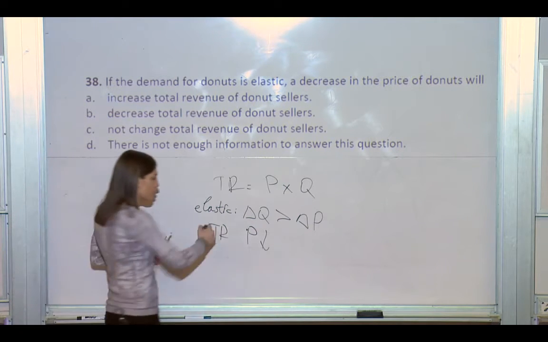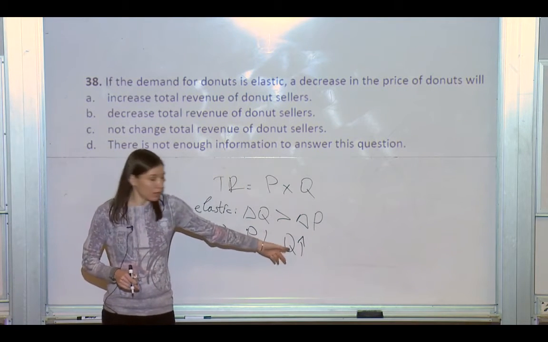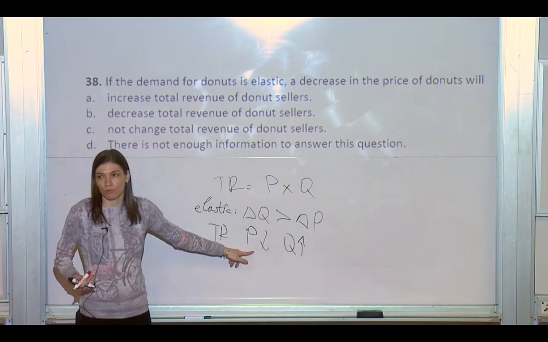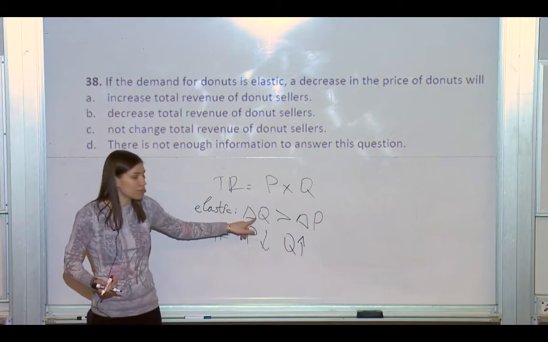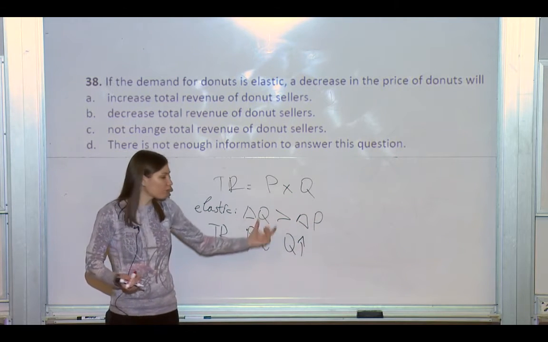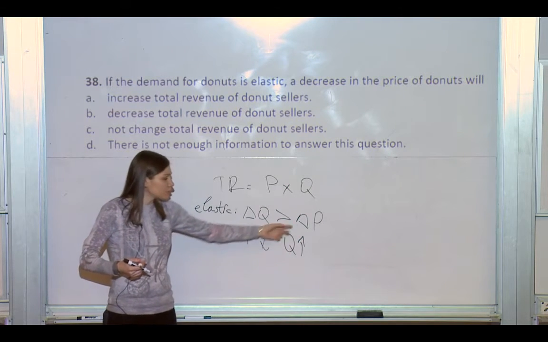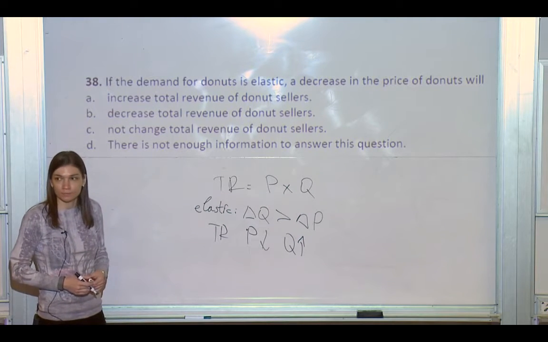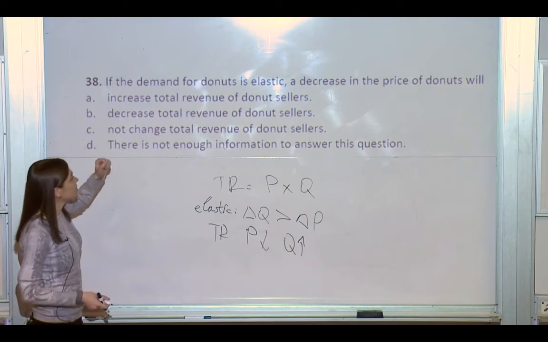Goes up. So price went down and quantity went up. Quantity going up is good for total revenue, but price going down is bad for total revenue. But I know that elastic demand gives me more of the good compared to the bad, right? So the increase in quantity is going to be more than enough to compensate for the decrease in price. Does that make sense? So total revenue is increasing, which is A.